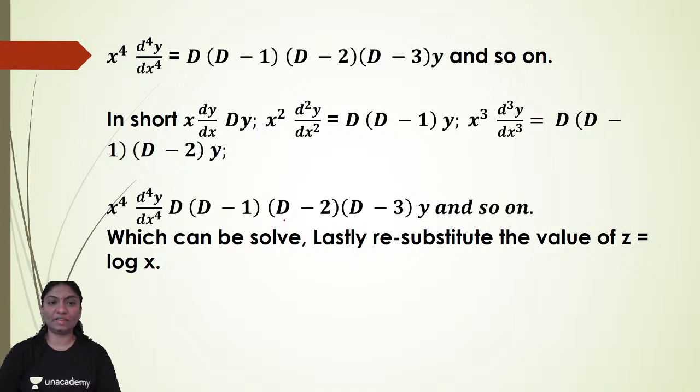In short, x dy by dx is equal to Dy, x square d2y by dx square is equal to d into d minus 1 of y, x cube d cube y by dx cube is d into d minus 1 into d minus 2 of y, and so on, which can be solved. Lastly we will resubstitute the value of z is equal to log x.